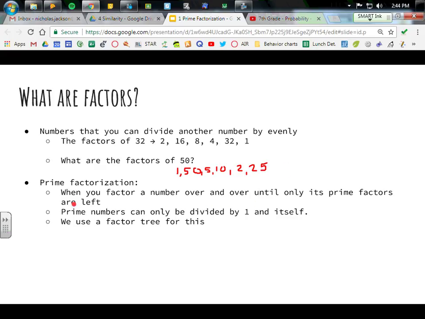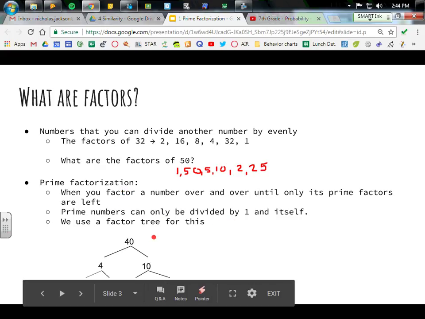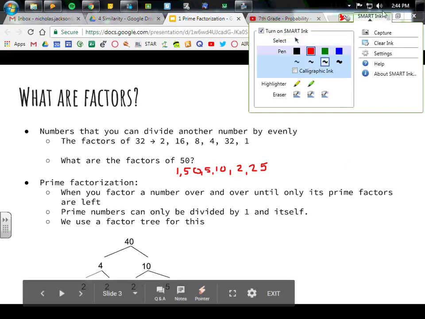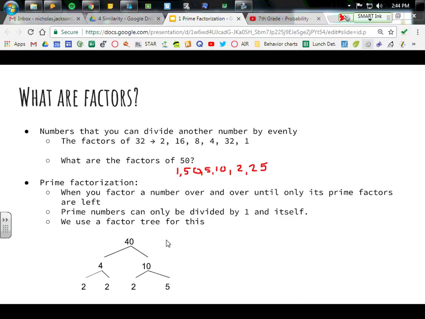In order to find the prime factorization of a number, we use a factor tree. Here's what that would look like. So if we factor the number 40 till we get its prime factorization, we would do it this way. We would start with 40 at the top of our factor tree, and we would branch off into just two factors. So the first two factors of 40 that came to my mind were 4 and 10.